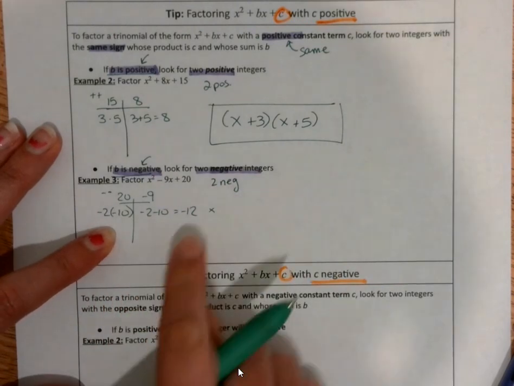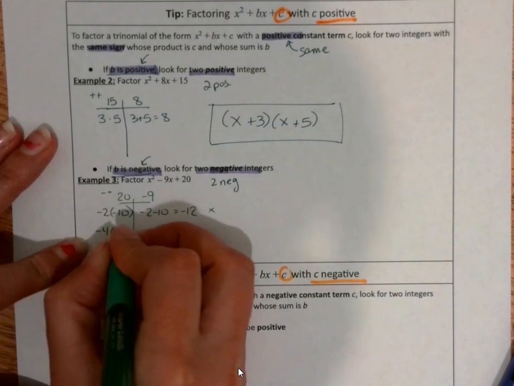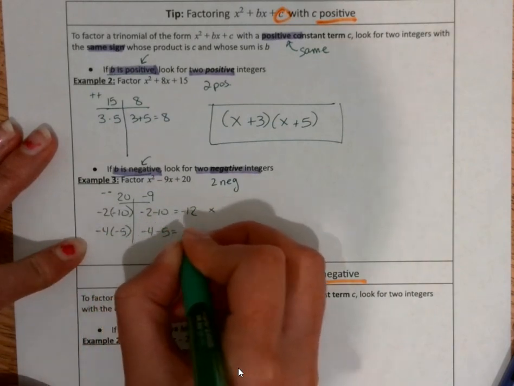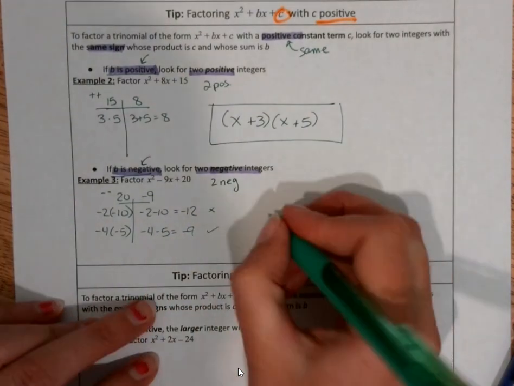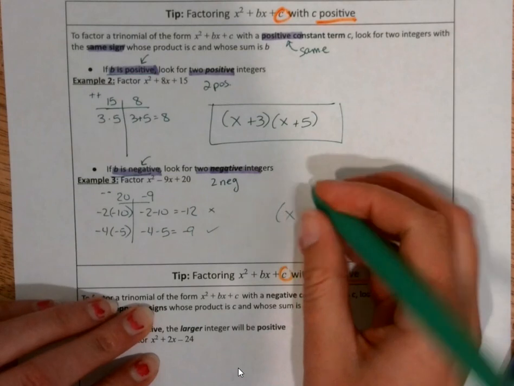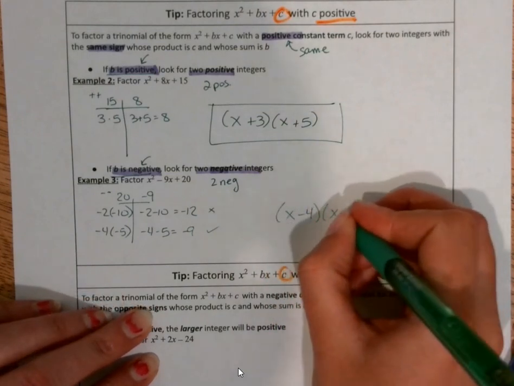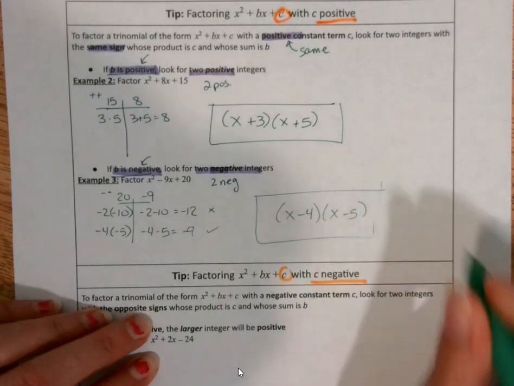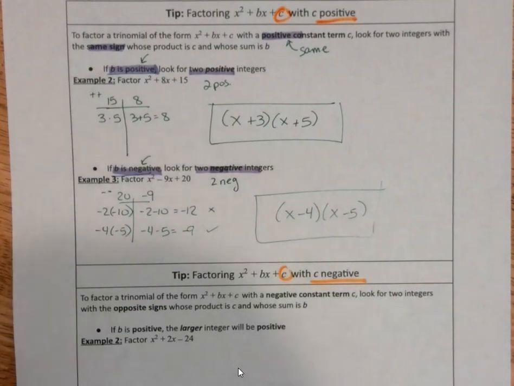So we didn't get it on that first try, that's okay. And then we'll try something like negative 4 times negative 5. And negative 4 plus negative 5 is negative 9. And so now we got it. So back into our factoring, we have our x minus 4 and our x minus 5. Let me change pages. All right. So that's how it works with a C positive.